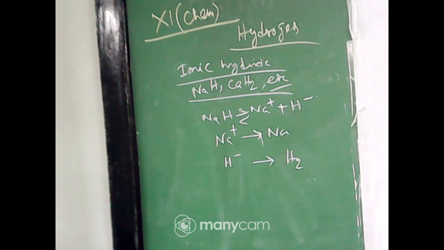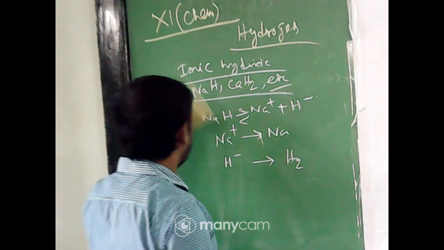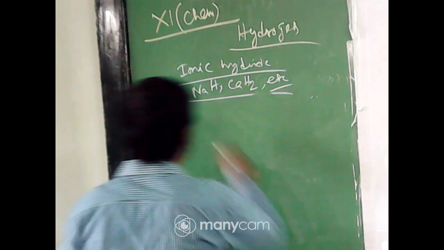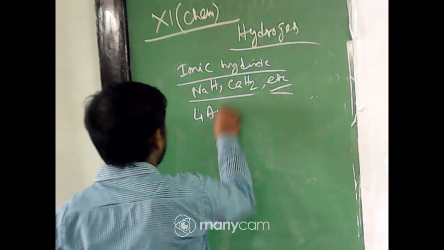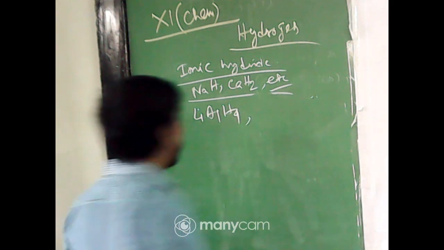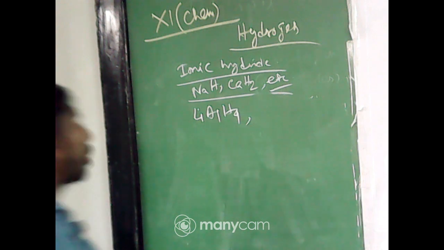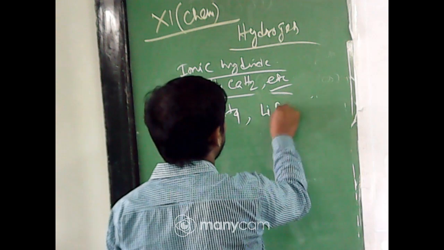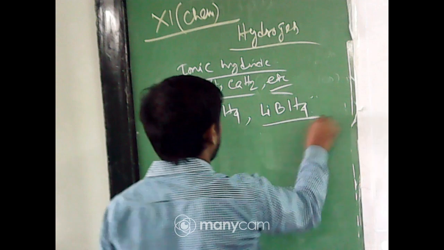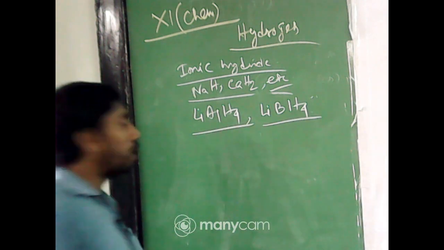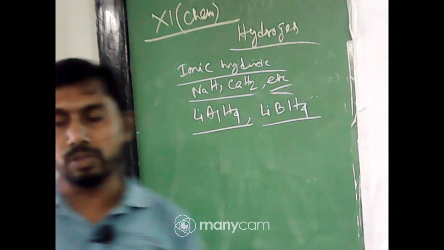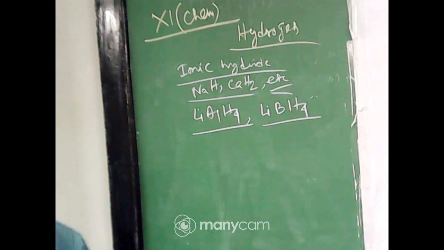Now there are two compounds, lithium aluminium hydride, LiAlH4, and lithium borohydride, LiBH4. These are two important strong reducing agents. LiAlH4 is the stronger reducing agent.